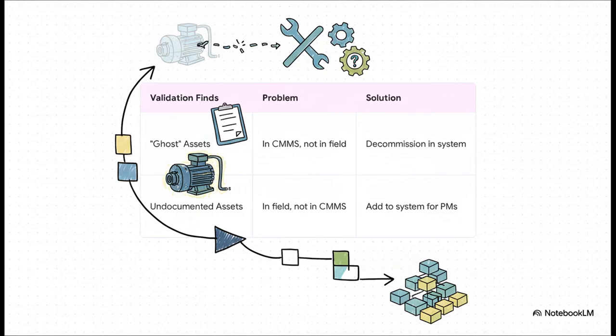And I'll tell you, these walkdowns almost always turn up two major problems. First, you find ghost assets. This is equipment that's still in your system. You might even be buying spare parts for it, but it was physically removed years ago. And then you have the flip side: undocumented assets. This is new equipment that's been installed but was never put into the system, which means it's getting zero planned maintenance and is basically a time bomb waiting to fail.